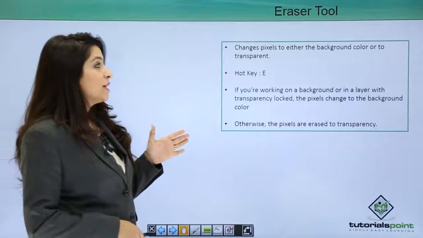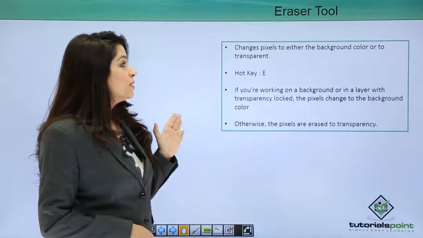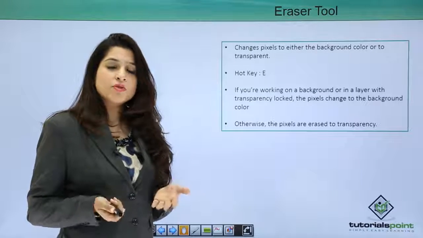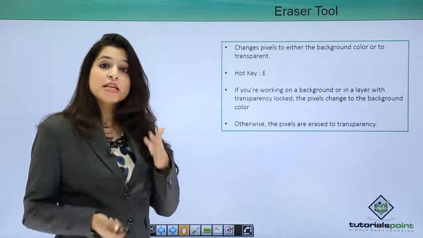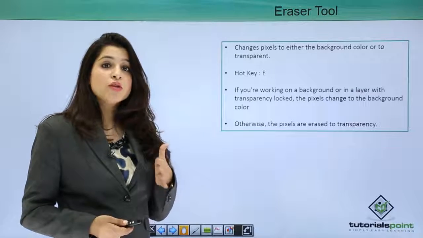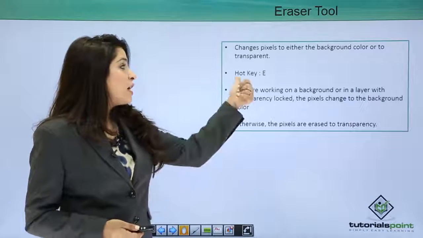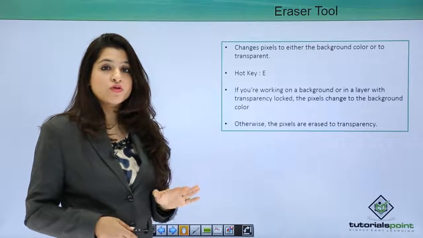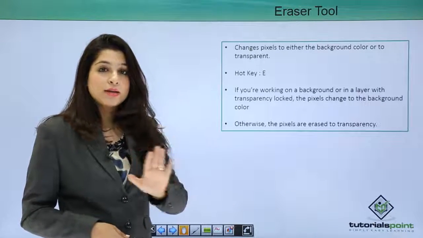Eraser tool basically changes pixels to either the background color or to transparent. Now, eraser, as the name suggests, is erasing anything, any subject from your background. So when you select E, which is the hotkey for the eraser tool, you can remove things from the background. You can simply erase it like a paint.